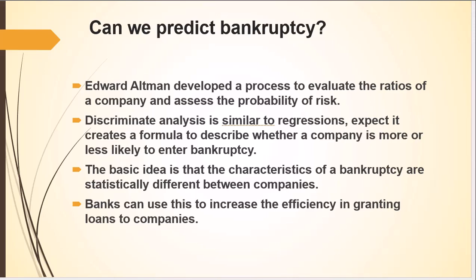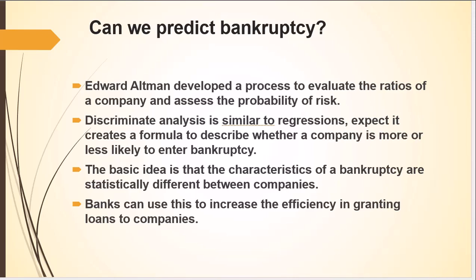Now, we looked at some ratios earlier, profitability and the solvency ratios, and you can see there is a relationship with the default risk. So these formulas can help us predict what happens in a company.